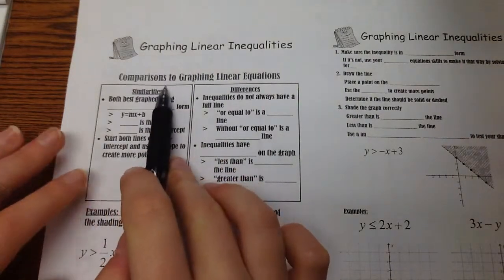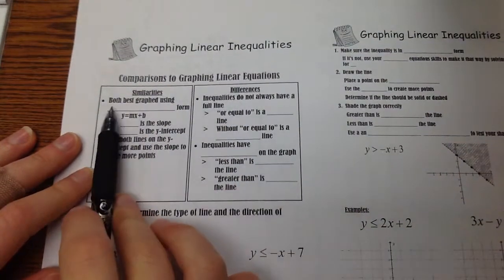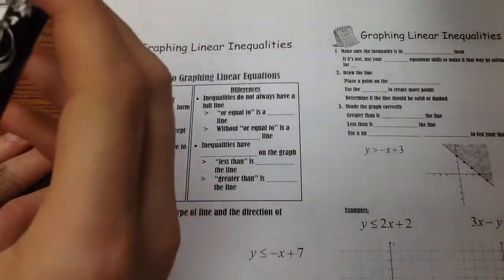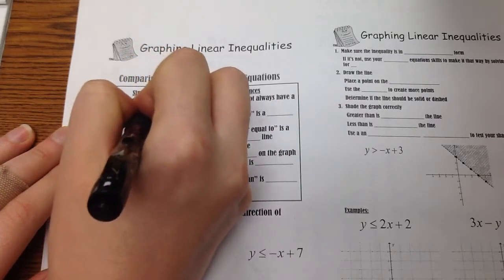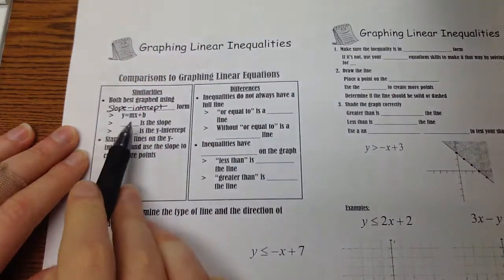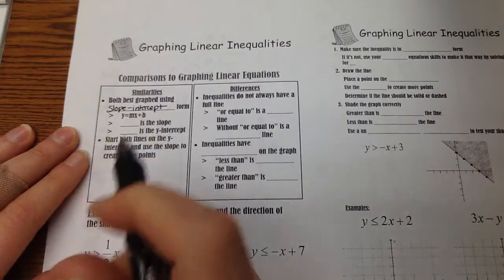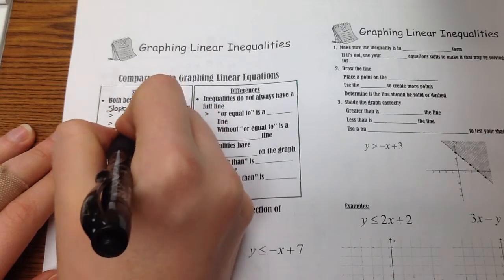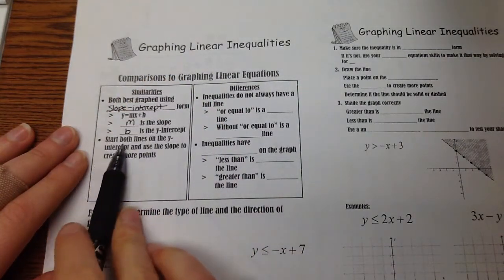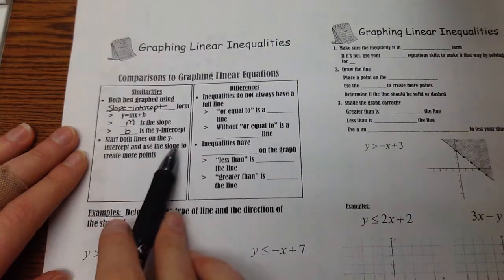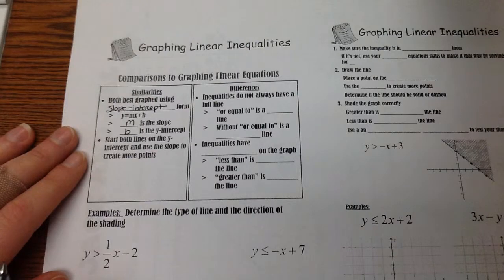Alright, so we have some comparisons to graphing linear equations. There are some similarities and some differences. Both are best graphed using slope-intercept form, and we all know that's y equals mx plus b. We've been studying that for a while. M is the slope, and b is the y-intercept. You start the line on the y-intercept, and then you use the slope to create some more points. Same thing that we've been doing for a while.